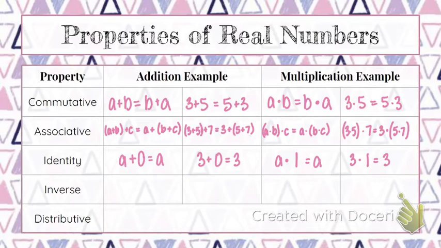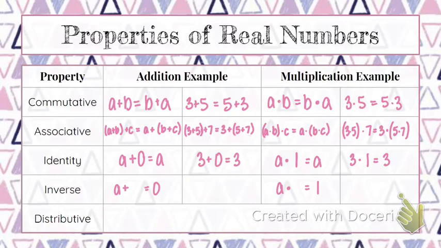Next, we have the inverse property of addition. So the inverse property for addition is what you can add to a number to make it equal 0. But the inverse property of multiplication is what you can multiply a number by to get 1. Okay, so these are different. In addition, the inverse means it equals 0. In multiplication, the inverse means it equals 1. So that's a little bit tricky. You're going to have to put some effort into remembering that.